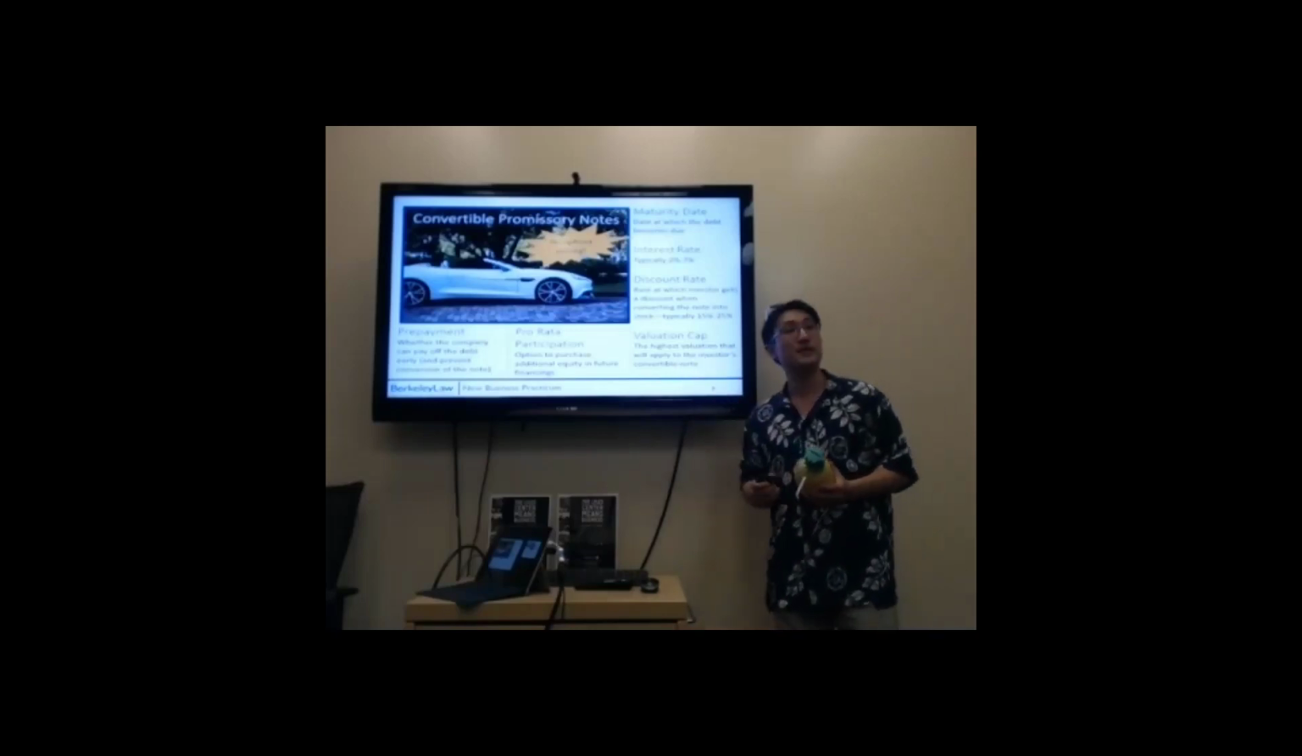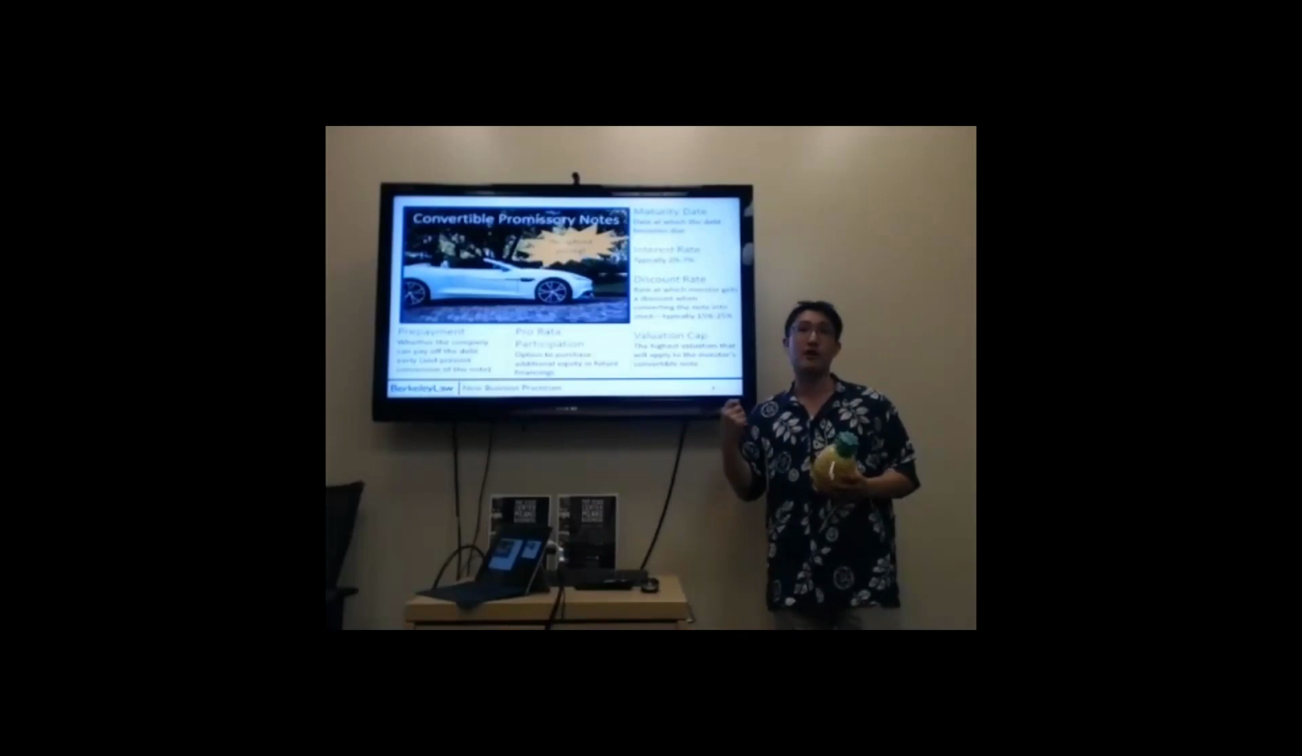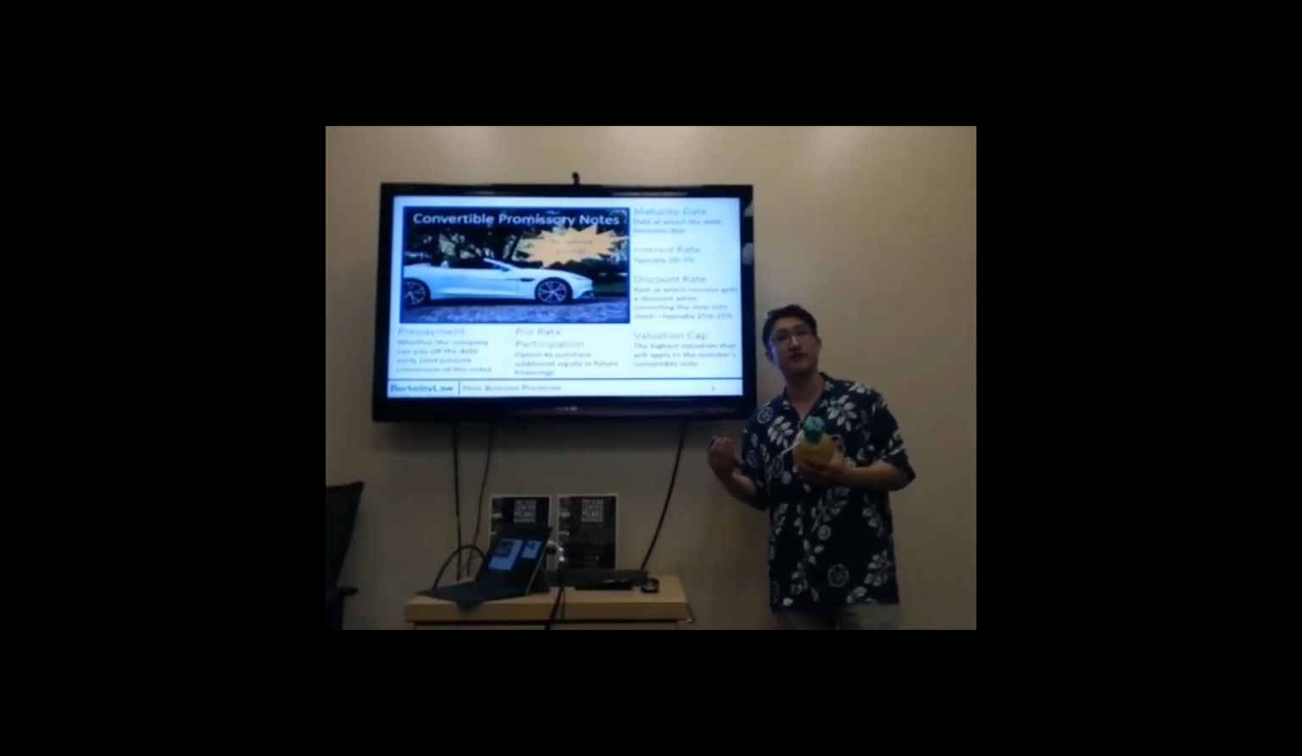And then we have these pro rata participation rights. These have to do with the ability of the investor to put in additional money during these subsequent financing rounds, just to maintain their investment.